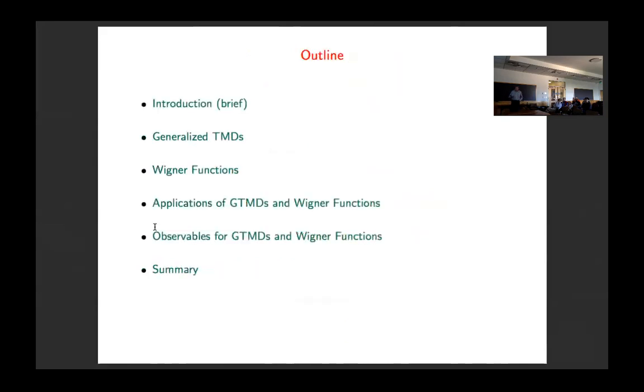So here's just quickly the outline. I give a very brief introduction, then I say a few words about generalized TMDs, their definition, and I will also talk about the first application. Then Wigner functions, I will also go back to non-relativistic quantum mechanics to make the connection and to try to convey the message of why people are interested in these objects. And then the question, what can we learn from these objects? I call it applications of GTMDs and Wigner functions. And finally, potential observables for these objects.